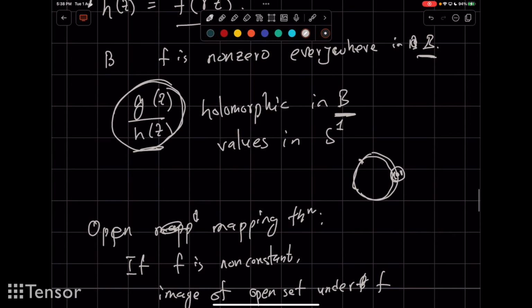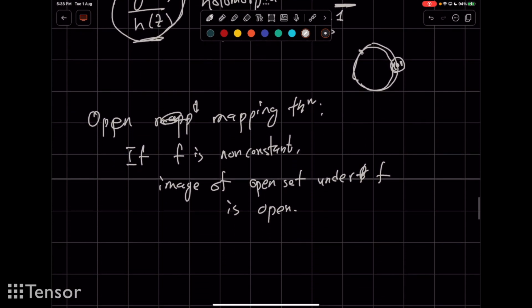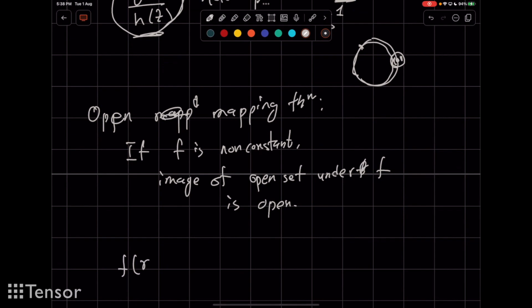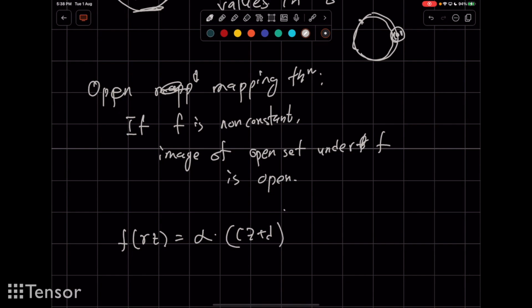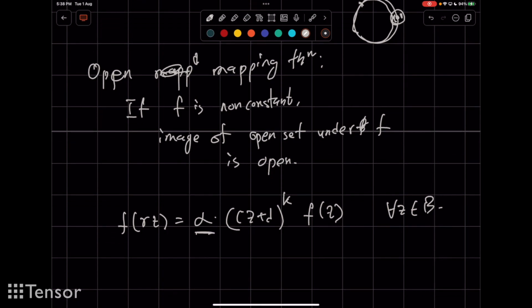Since this function is constant, we can say that f of gamma z is equal to alpha times g of z. What was g of z? g of z was (cz plus d) to the power k times f of z. Okay, and where is this true? This is true for all z in B, right? Well, this is not yet true for all z in the upper half plane, but we're going there soon.